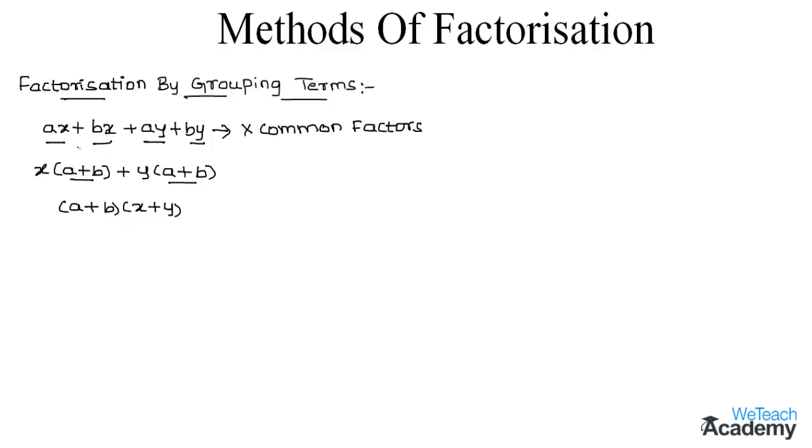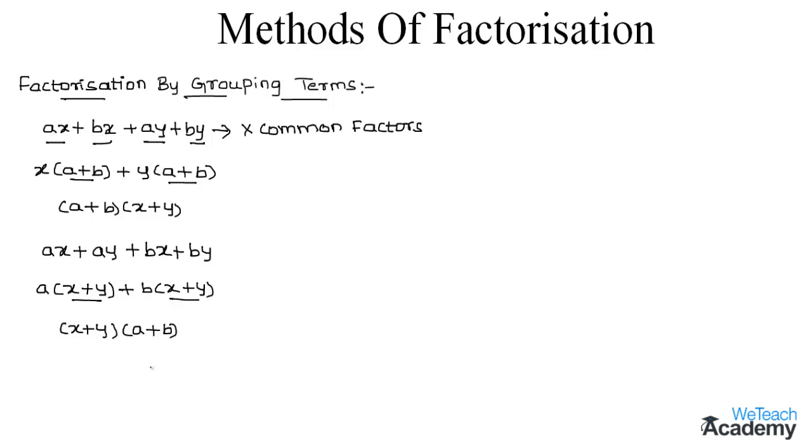So let us write the given expression as ax plus ay plus bx plus by. From the first two terms, we observe that a is a common factor and we get a into x plus y, and by taking b as a common factor over here, we get plus b into x plus y. Again, let us take the group x plus y as a common factor, then we get x plus y into a plus b. And make a note that the factors are the same except the order.